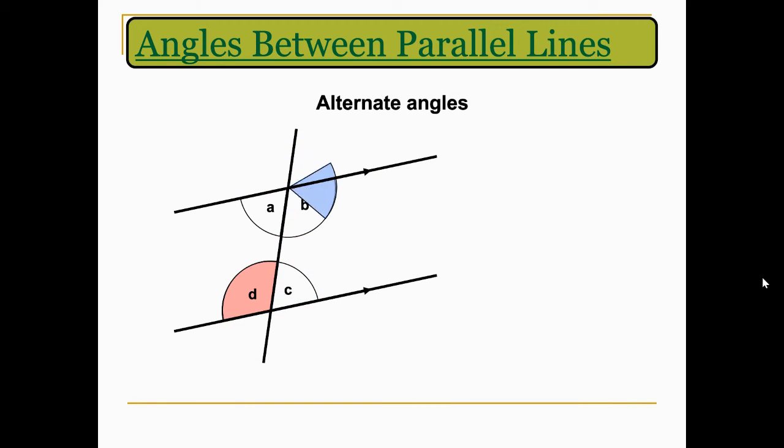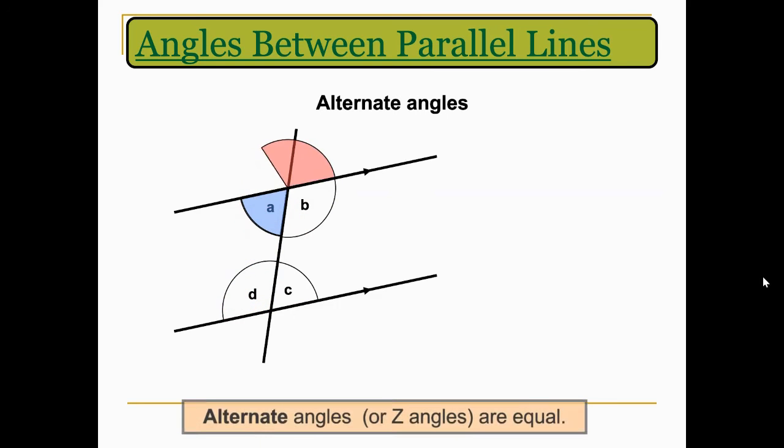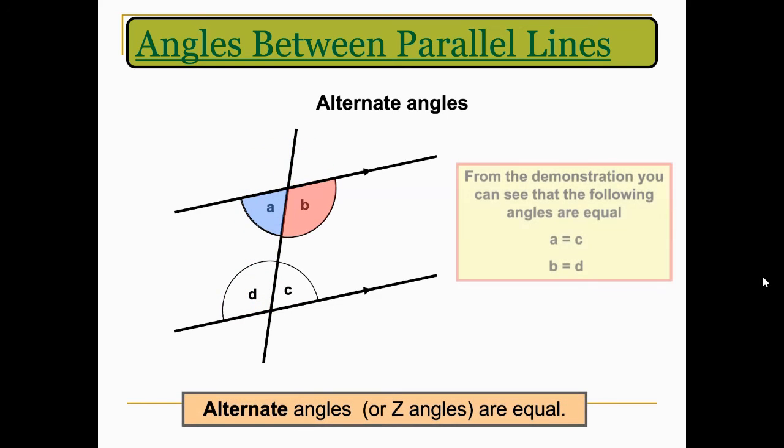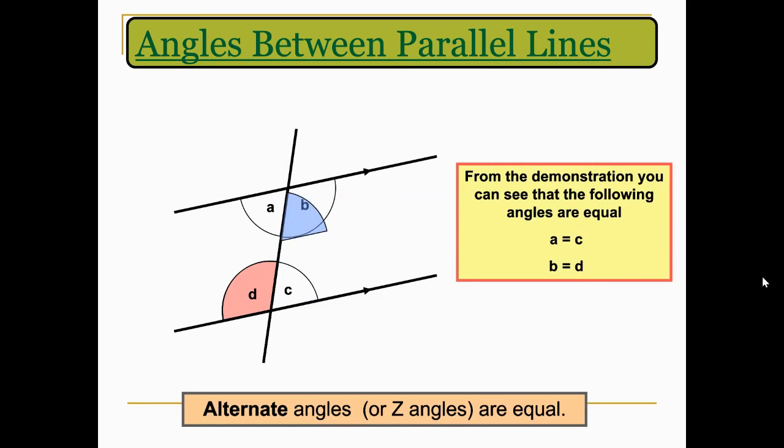Alternate angles are angles that are on opposite sides of the intersection. They are congruent to each other. So if you have alternate angles like D and B, they are congruent. You can see that all I have to do is a rotation to get to the other angle.